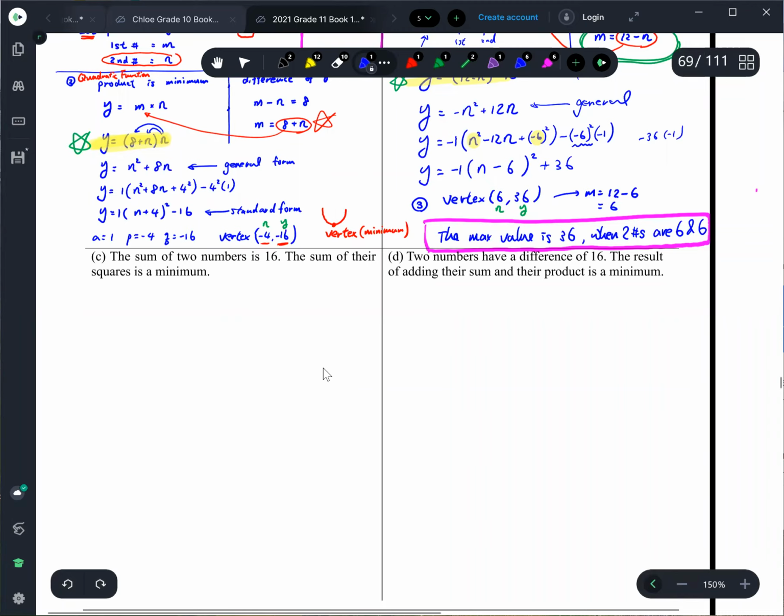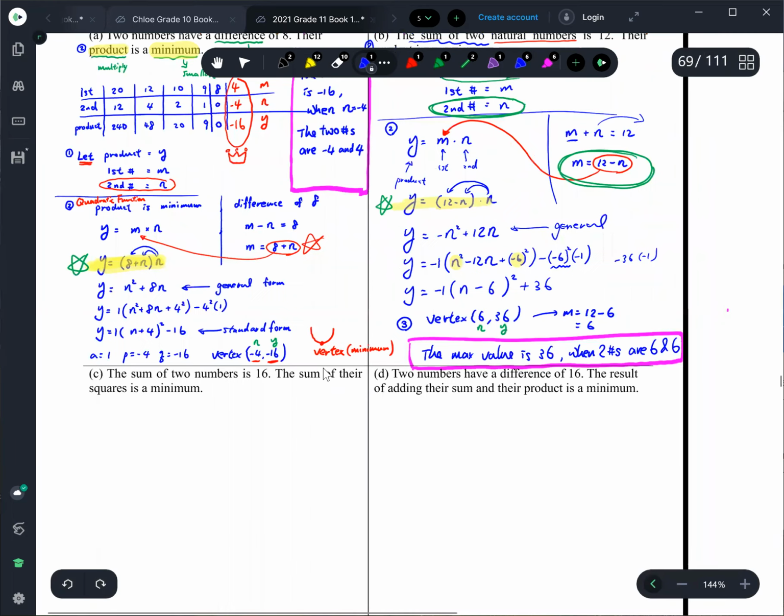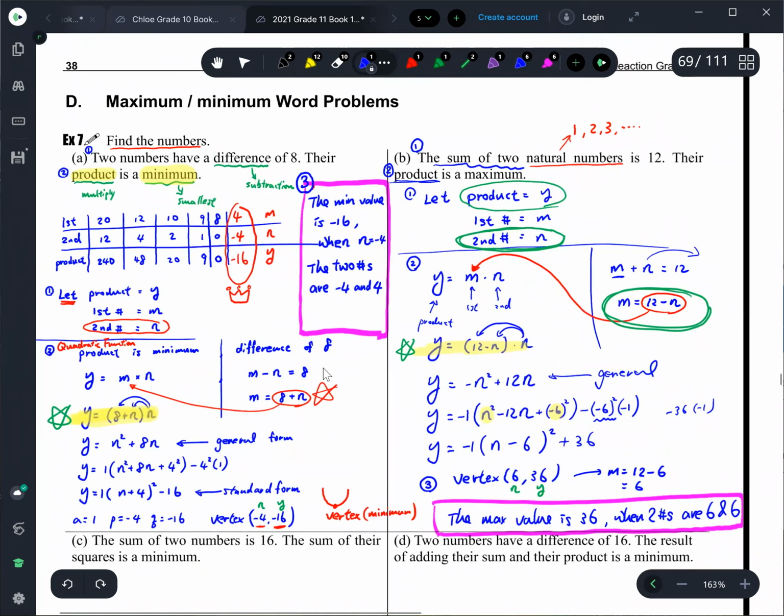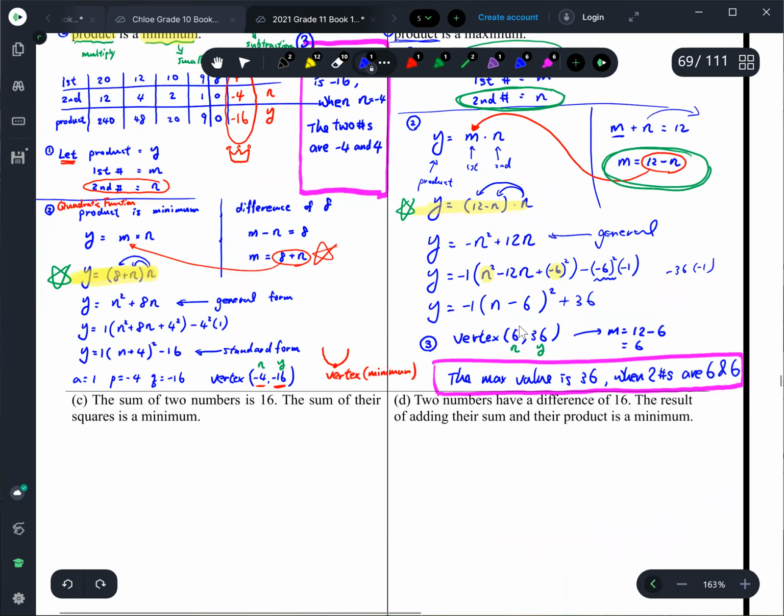Okay, so this part, we still have two more complicated questions. Instead of just saying the product, the first two questions, we only did two last time. Product is minimum, product is maximum. Other than that, sometimes they would want you to have something maximum, minimum, a little bit more complicated.